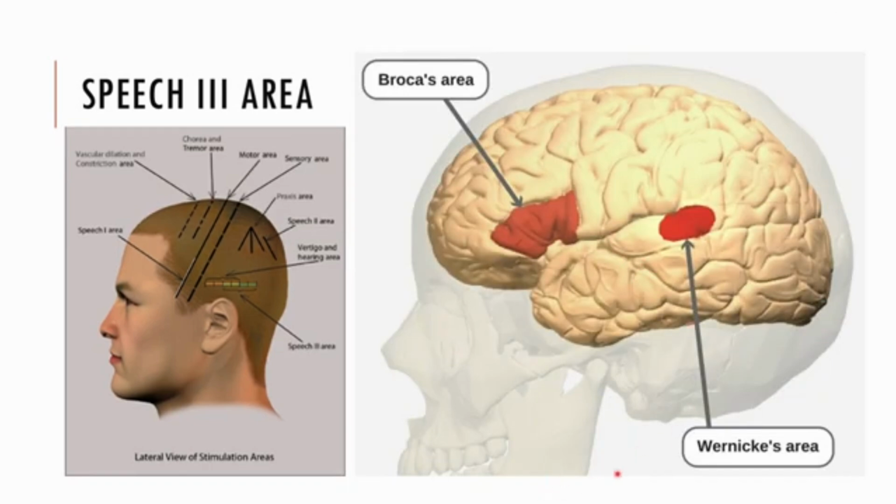Speech 3 area overlies Wernicke's area of the temporal lobe and overlaps the posterior half of the vertigo and hearing area. It lies on the same horizontal line, 1.5 centimeters superior to the apex of the auricle, but begins at the midpoint of the vertigo and hearing area, directly above the auricle, and runs 4 centimeters posteriorly.